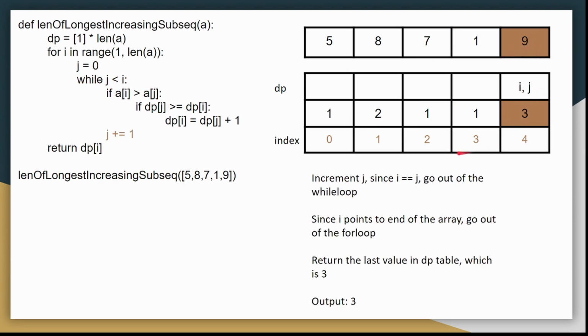And now i and j are equal since you incremented j. So then you go out of the while loop. Since i points to the end of the array, it goes out of the for loop. Then you return the last dynamic programming table value, which is 3. So the output would be 3.